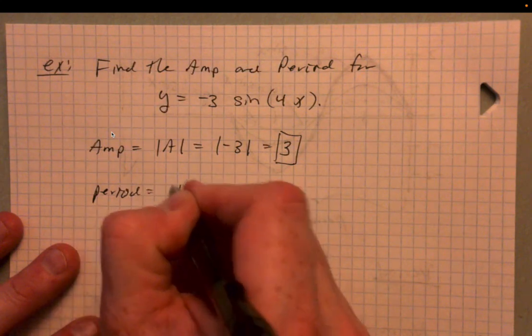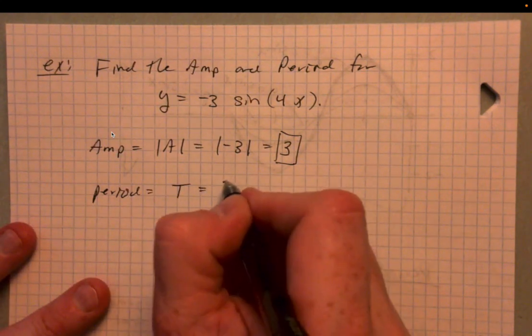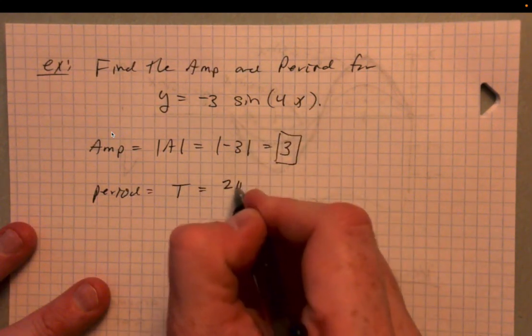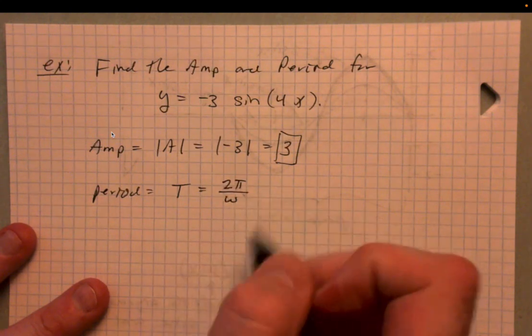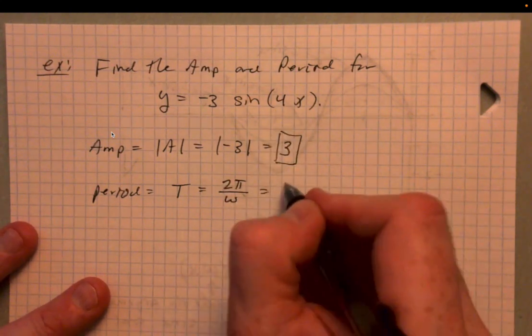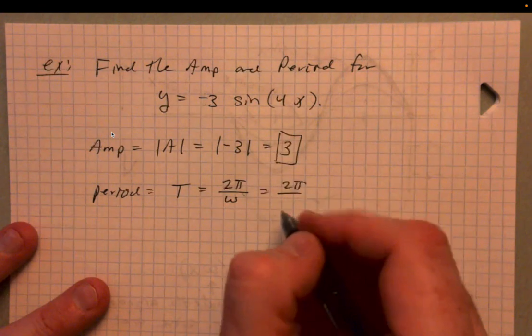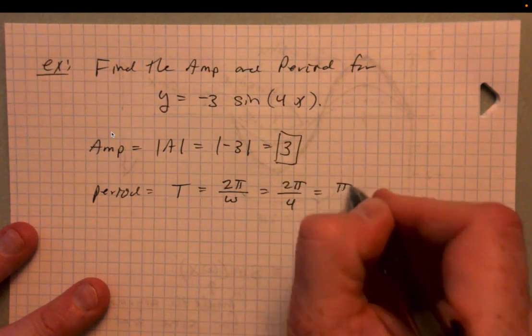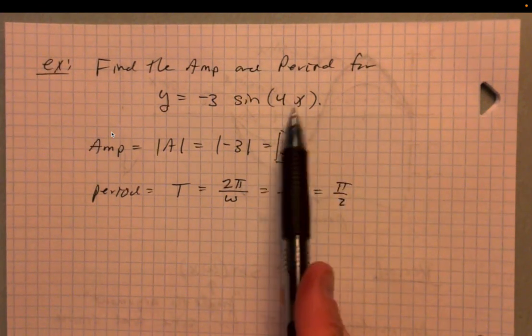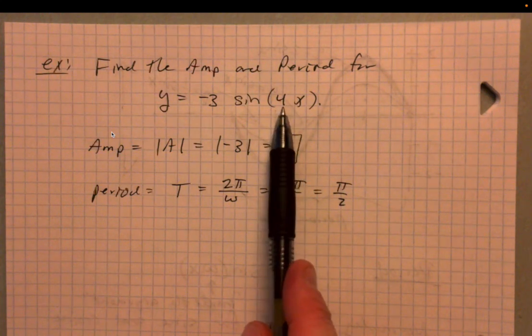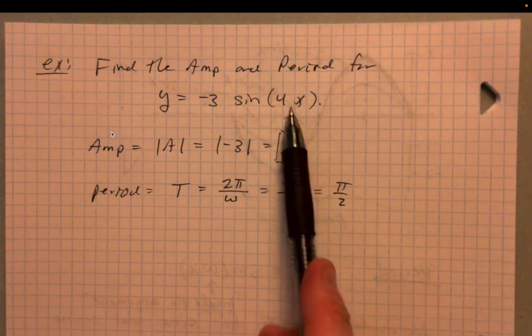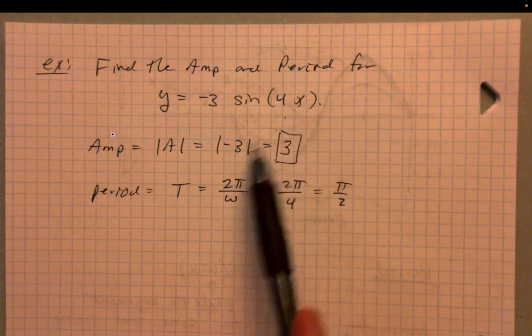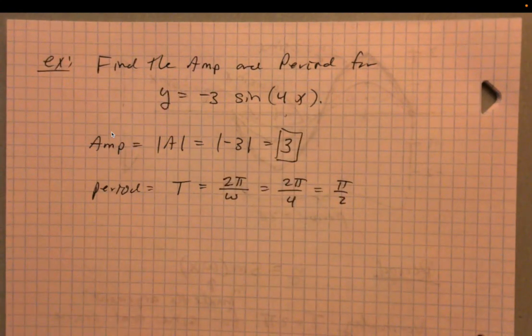And what is the period? In this case it's a sine function, so the normal period is 2 pi. We have to divide it by the omega, and so I get 2 pi over 4, and so pi over 2. So this one is really shrunk down, isn't it? This one is going to complete 4 periods in the same time as it takes to complete 1 period normally.